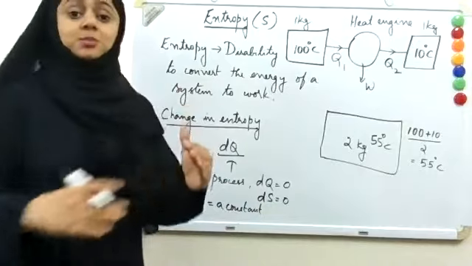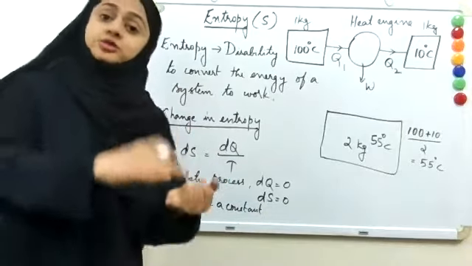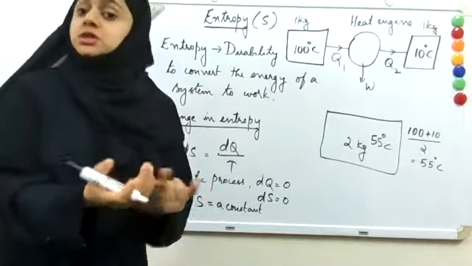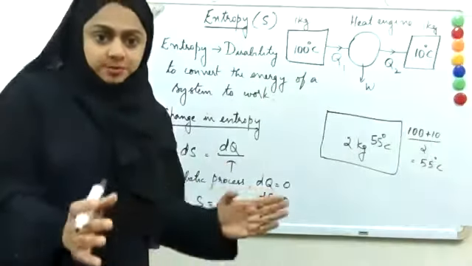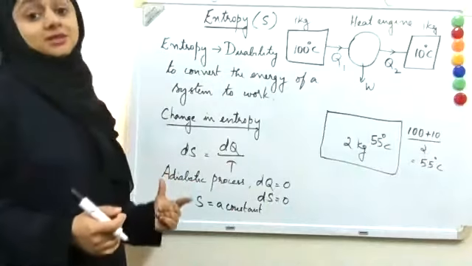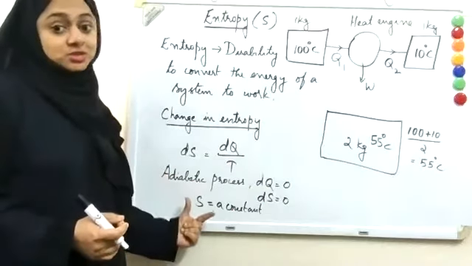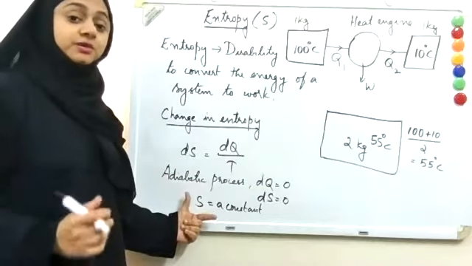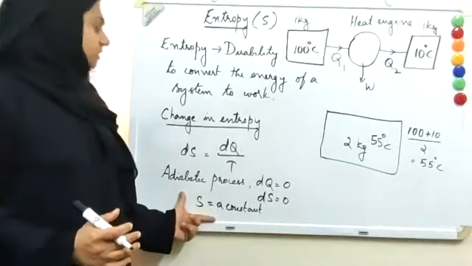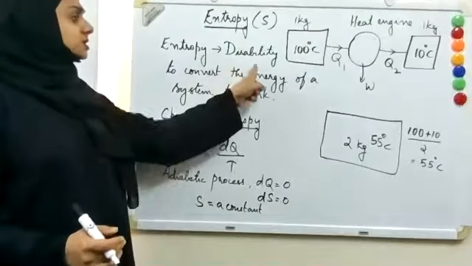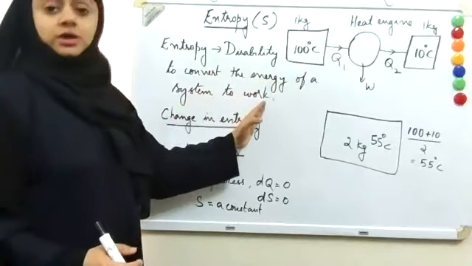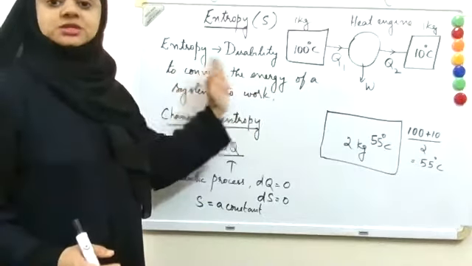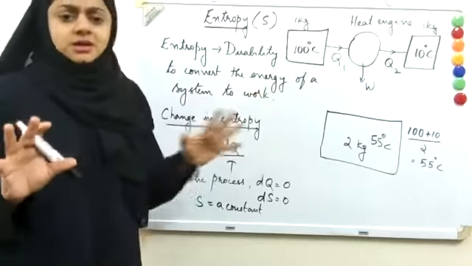So you can also define entropy as the quantity that remains constant during an adiabatic process. Now we can complete that list: for isochoric, volume remains constant; isobaric, pressure; isothermal, temperature; and in an adiabatic process, entropy remains constant. So what is entropy? It is the disability to convert the energy of a system to work. Now, when you just define it, it doesn't make clear sense.